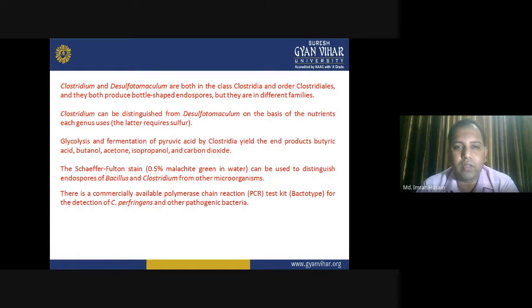Glycolysis and fermentation of pyruvic acid by Clostridia yield the end products butyric acid, butanol, acetone, isopropanol, and carbon dioxide.